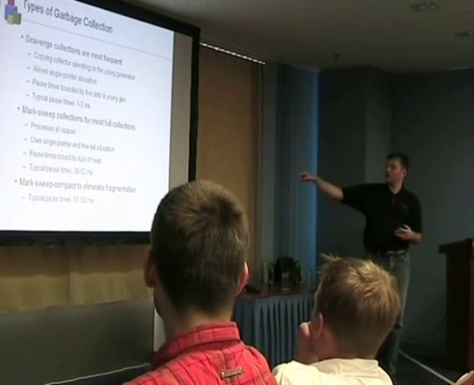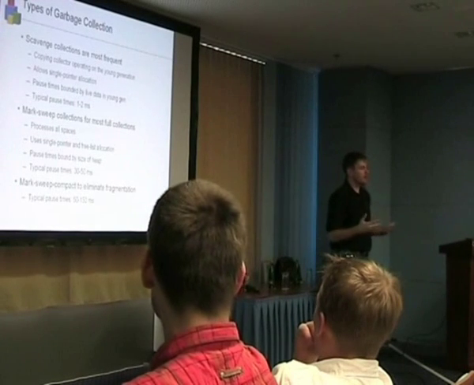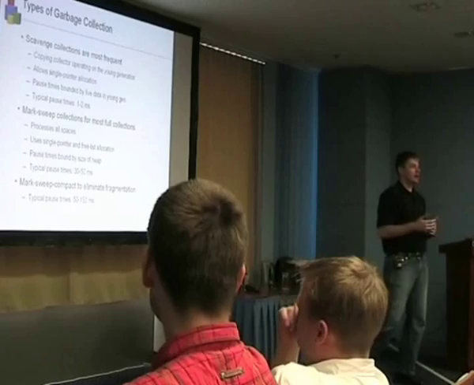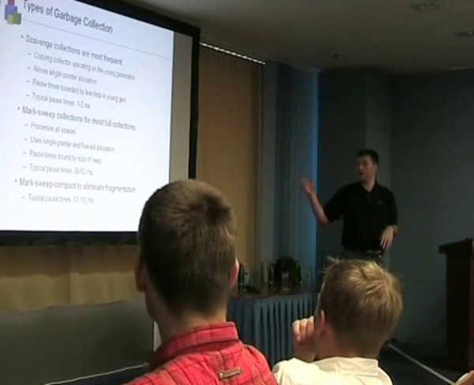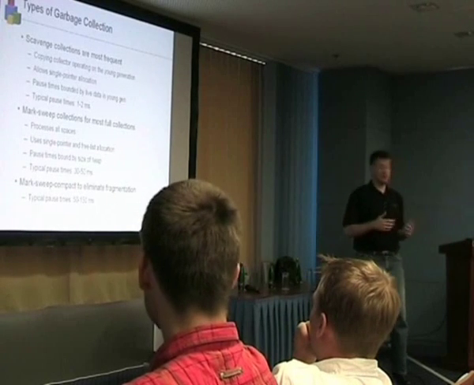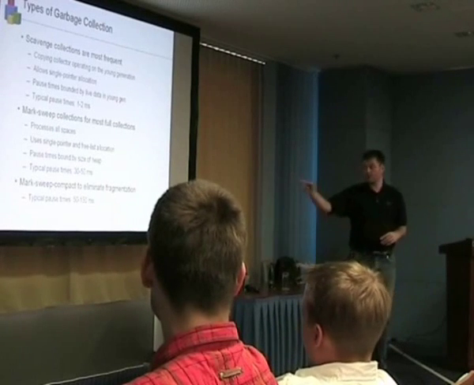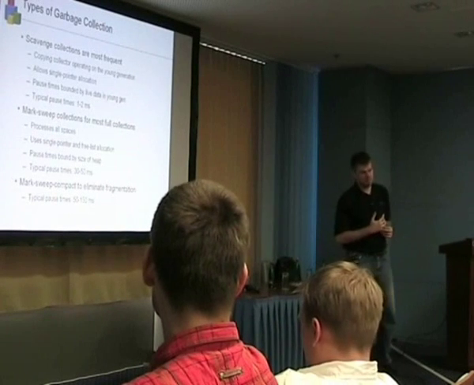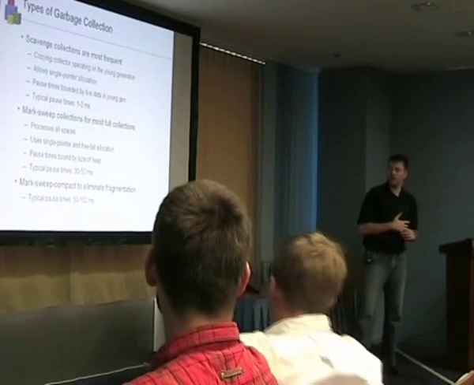Once in a while, if there's too much fragmentation in the heap, we keep track of how much fragmentation we have, and if it reaches a certain threshold, we do a mark sweep compact collection to eliminate fragmentation. For that you'll get typical pause times of 50 to 150 milliseconds, and that's a bit much. We'd like to get that lower.